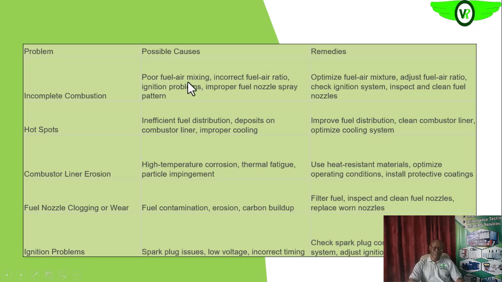Here are some of the possible causes: poor fuel-air mixture ratio, incorrect fuel-air ratio, ignition problems, and improper fuel nozzle spray pattern, as we discussed earlier. The remedies are: optimize the air-fuel mixture, adjust the air-fuel ratio, check your ignition system, and inspect and clean the fuel nozzle. You can pause and go through all of this. These are some of the remedies for these problems.